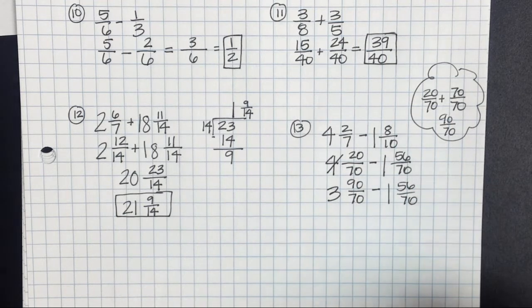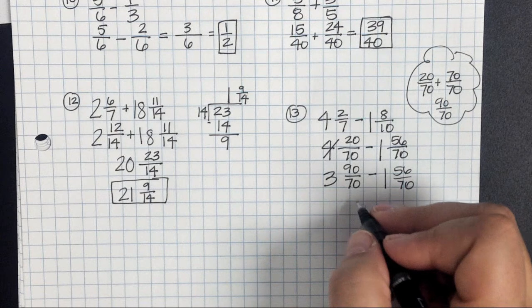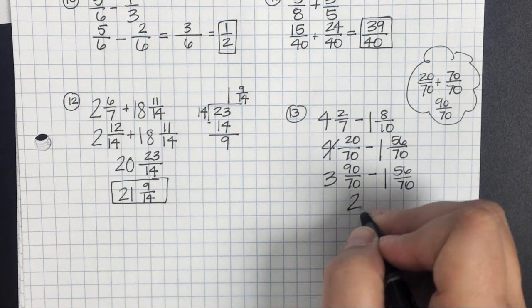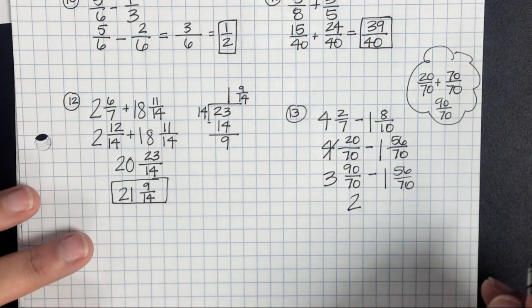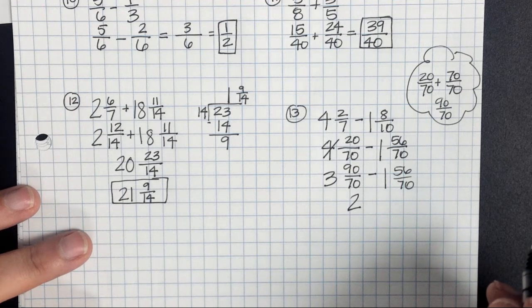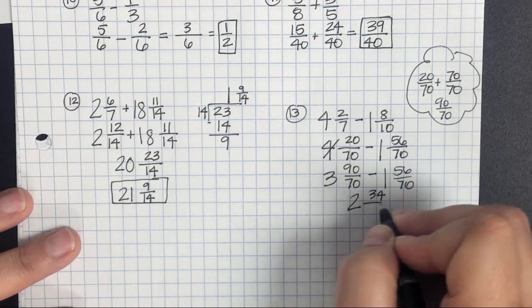All right, tough question of the day. What is 3 minus 1? 2. All right, what is 90 minus 56? 44. Check it again. 34. Got to borrow. 34 over 70.